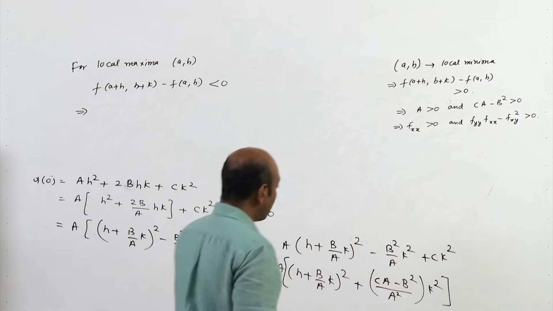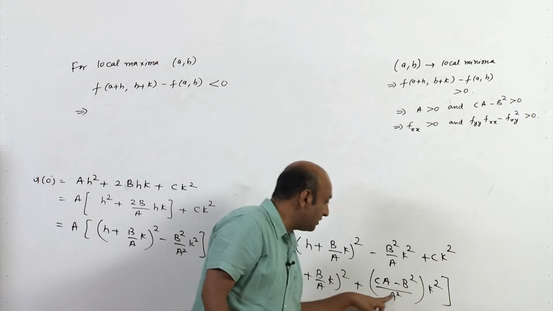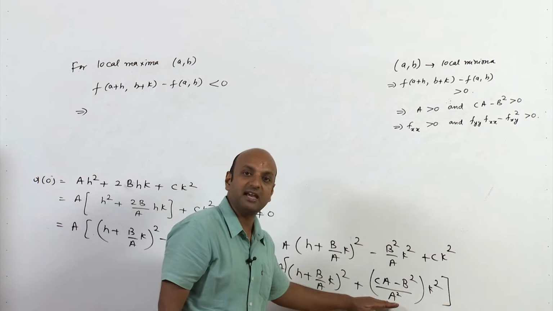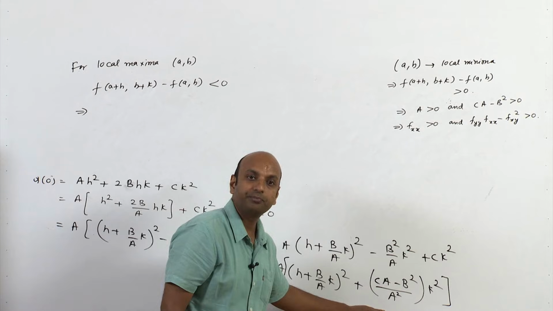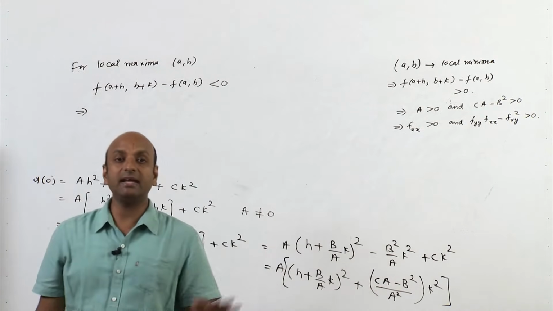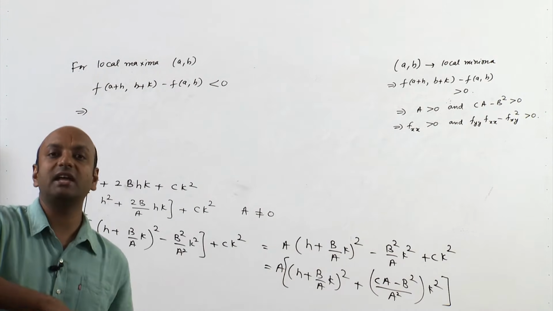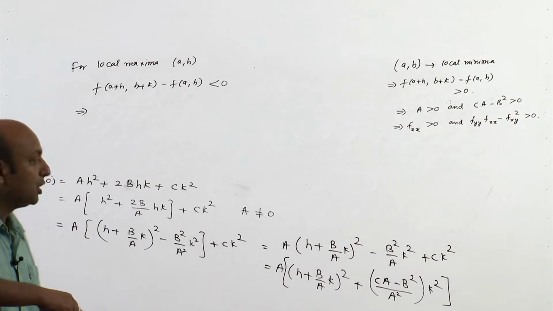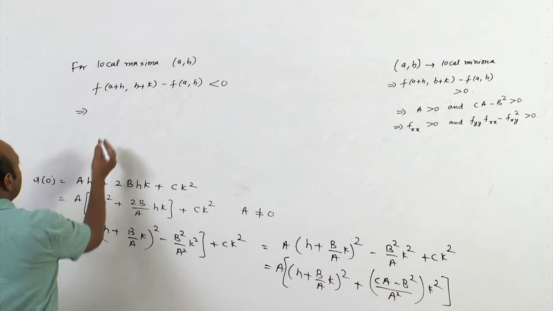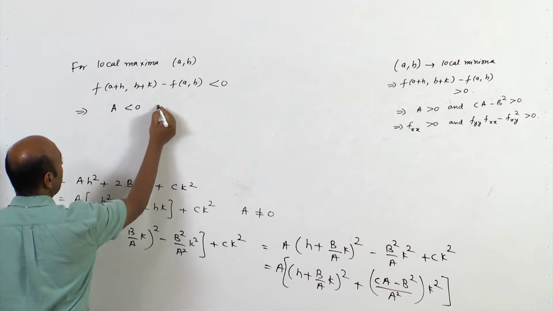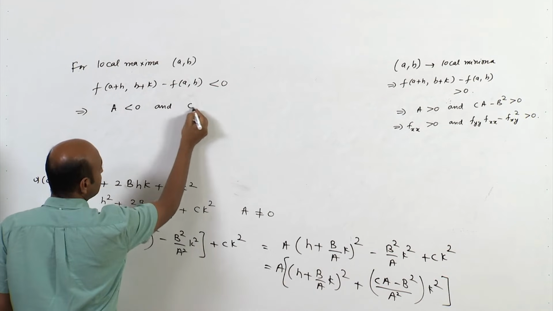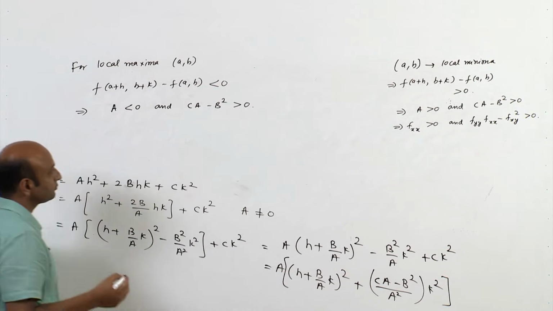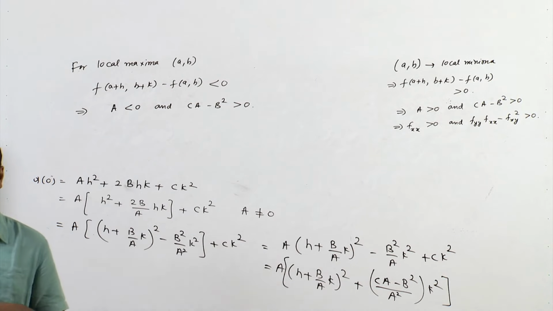If we take this value as negative, then for some h and k this may be positive and for some h and k this may be negative. So, we can't guarantee that whatever h and k we are taking, this will always be negative. So, in order to guarantee this, we take a less than 0 and cA − b² must be greater than 0. That is the first condition.